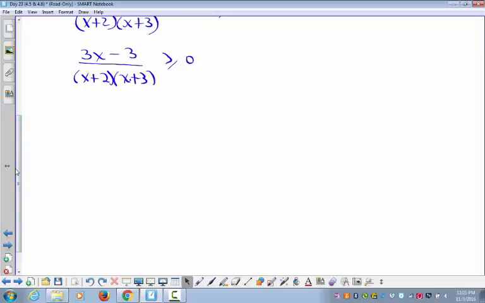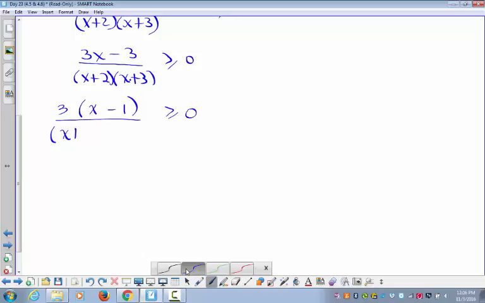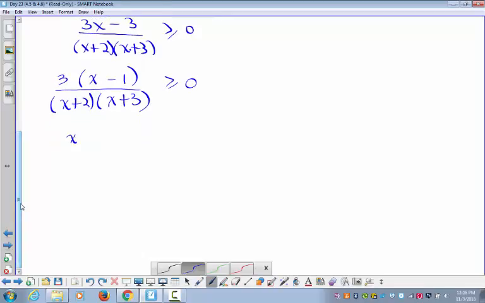So you have a choice right here. You can factor out the 3. You don't have to. But factoring out the 3 is a possible step. You could just use 3x minus 3 as your factor. But if you want to factor it out, you can see the 0 a little more easily. Doesn't really matter. So now we stack our factors.